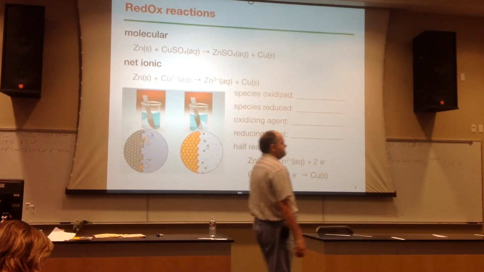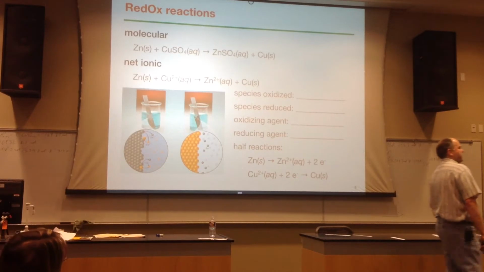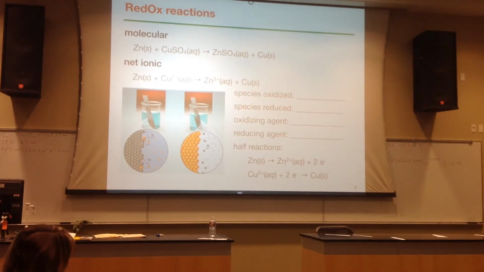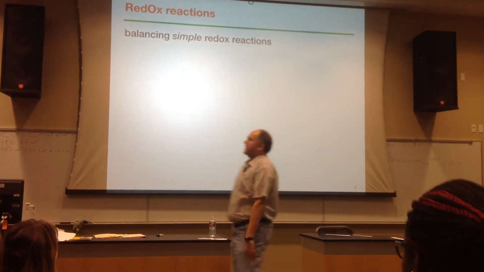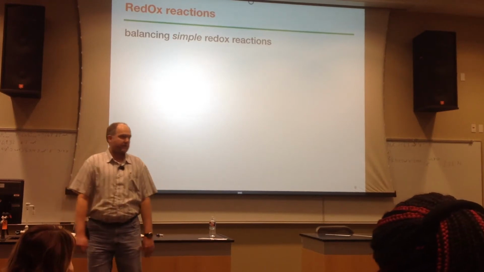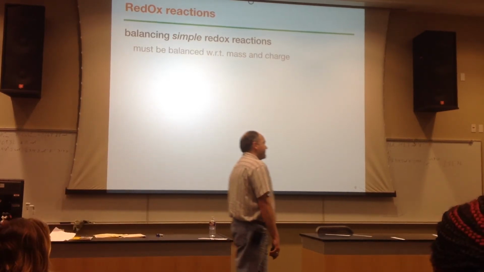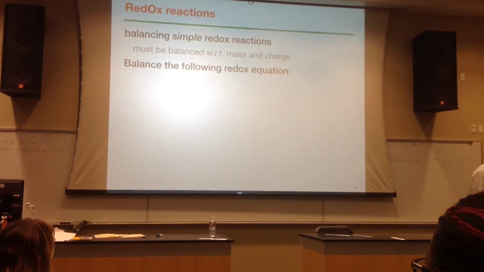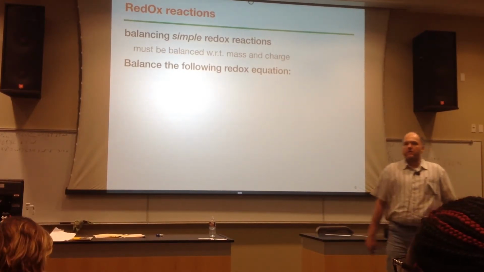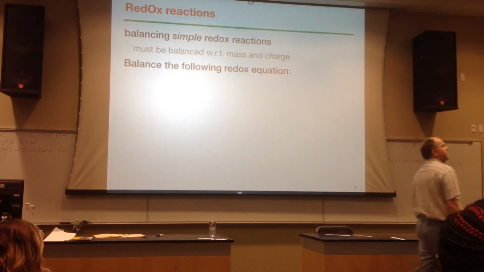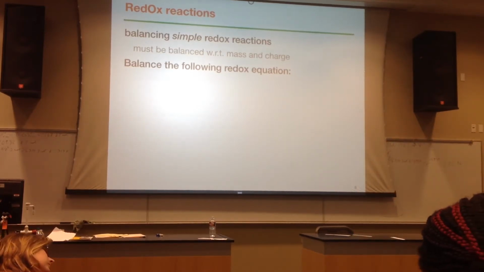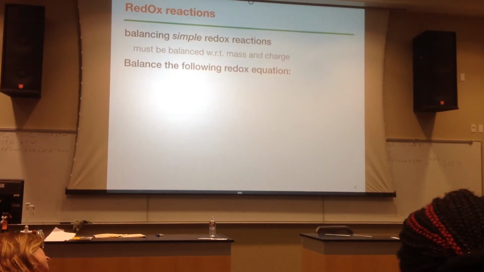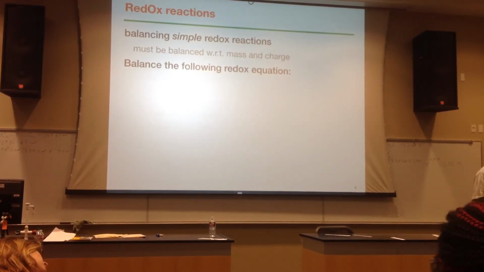All right, now, that was balancing redox reactions back in Gen Chem 1. Alright, so that's balancing a simple redox reaction. They have to be balanced with respect to mass and charge. So we're going to practice. Right? And what I'm going to do is practice balancing a simple one, but using all the rules that we're going to use for balancing a complicated redox reaction.